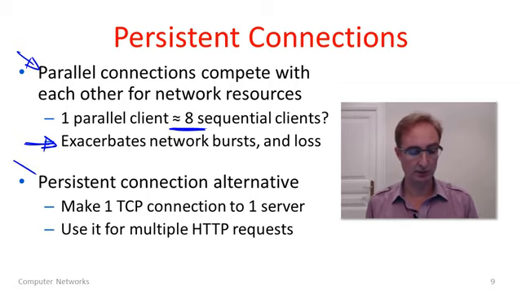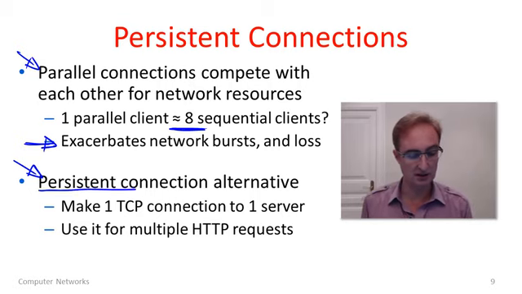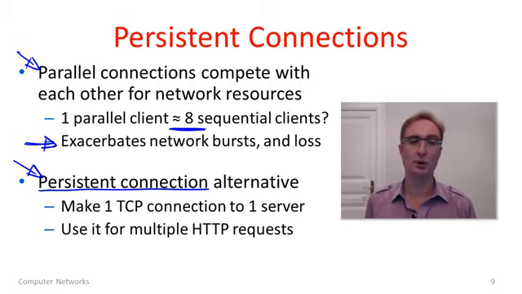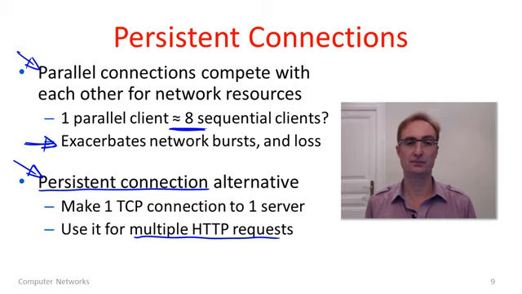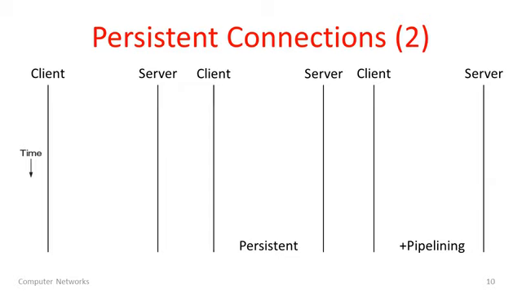The alternative which we can use, which gains us many of the performance advantages of parallelism, yet is more effective in terms of network usage, the usage is more well suited to the network, is what is called a persistent connection. Here, what we do is we simply make one TCP connection to the server. We don't make 8, we just make 1. And then we use this one connection to send multiple HTTP requests. So let's see how that would work on some of our time sequence diagrams.